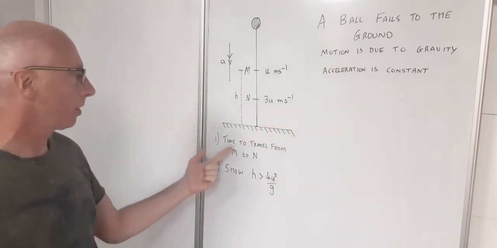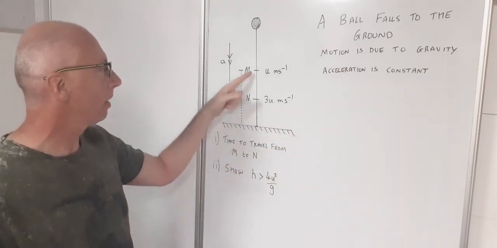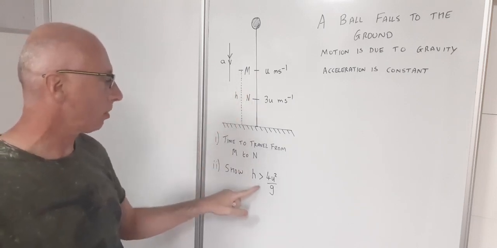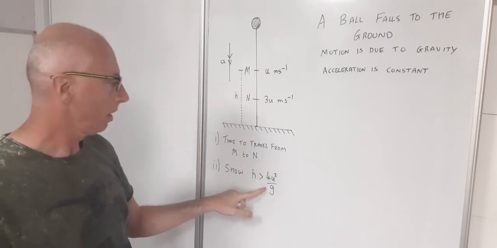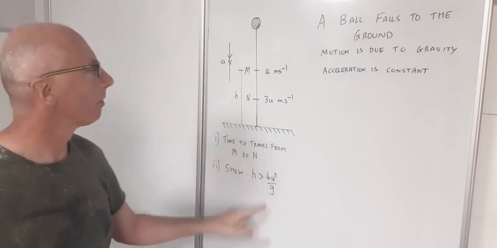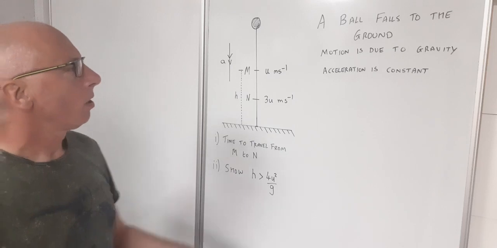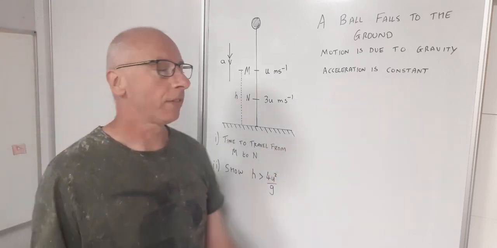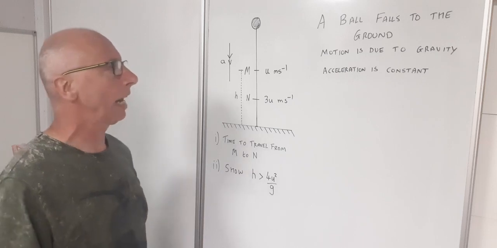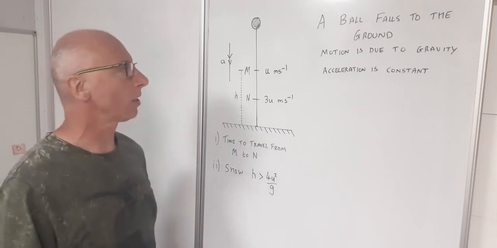So we want to find the time to travel from M to N, so that's this distance, and show that the height is greater than 4u squared over g. So we're going to show that that height is at least that. So when you see constant acceleration in the question, this looks like a kinematics question, using the SUVAT equations.